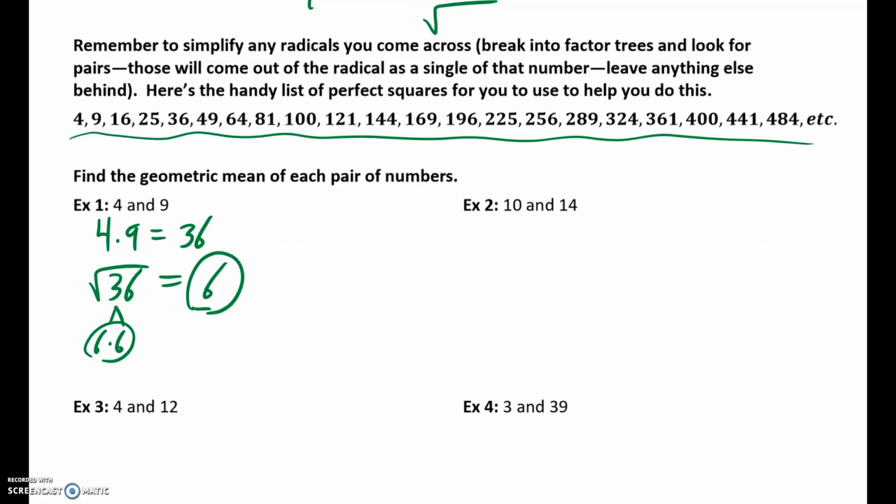Now please notice that is different from the arithmetic mean. If I were to add 4 and 9, I get 13, divided by 2 is 6.5. So the geometric mean and the arithmetic mean are not the same thing. Not to say that they couldn't be in a situation, but usually they are not the same.